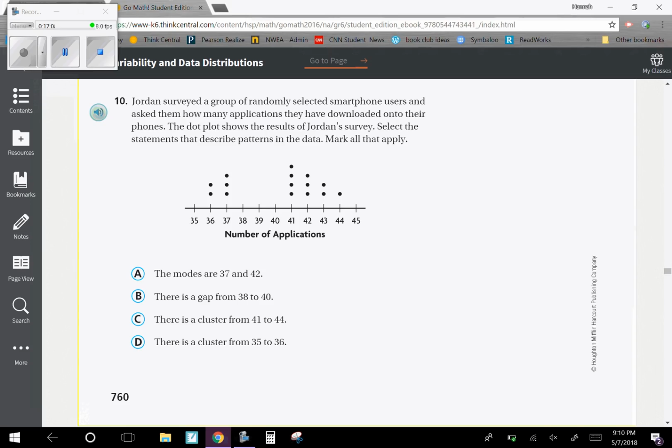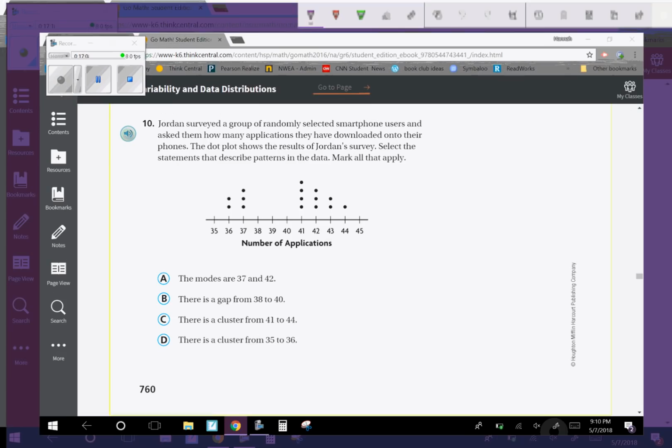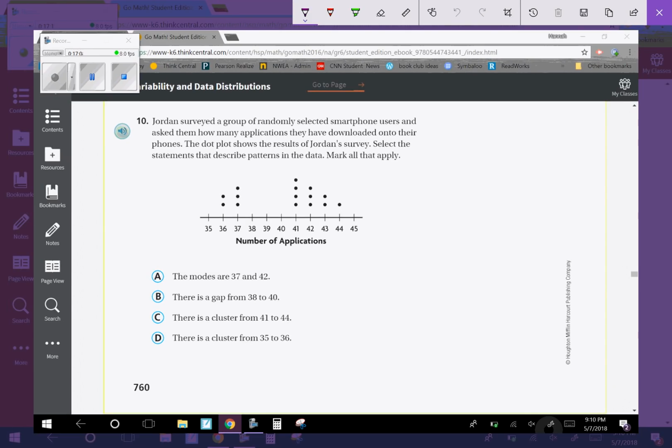Jordan surveyed a group of randomly selected smartphone users and asked them how many applications they have downloaded onto their phones. The dot plot shows the results of Jordan's survey. Select the statements that describe patterns in the data. Mark all that apply. Okay, so the modes are 37 and 42. No, 37 and 42 is not. The one that occurs the most would be 41.